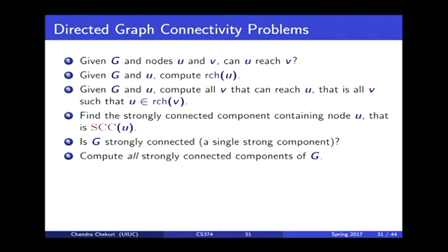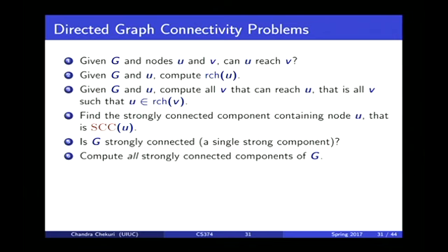So when you have a directed graph, you want to compute something more than just the basic reachability, but here are some interesting questions you can ask in a directed graph. I have a directed graph and two vertices u and v, and I want to know, can u reach v? That's the most basic question. The second question you can ask is, given a directed graph and a vertex u, I want to find all the vertices u can reach. That's maybe a little bit more general question.